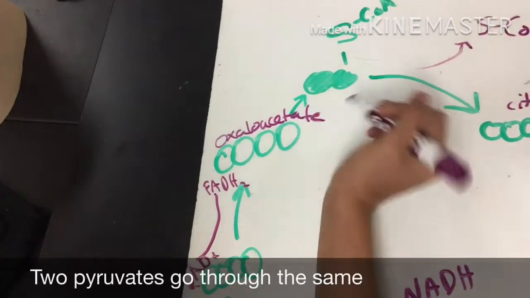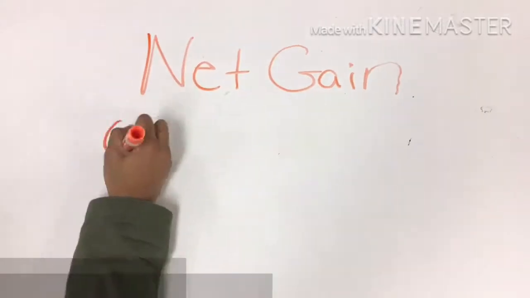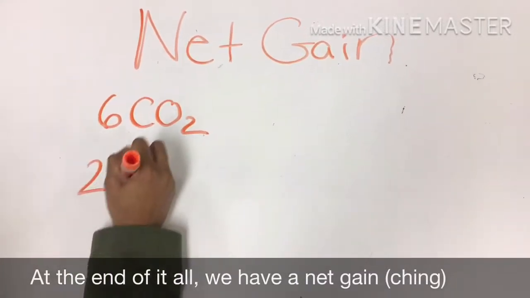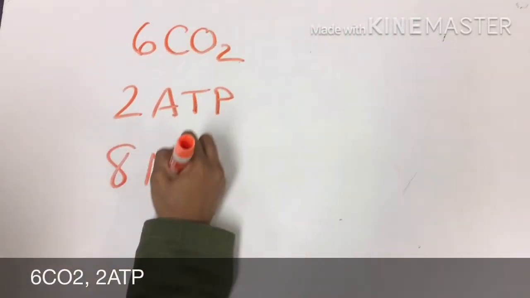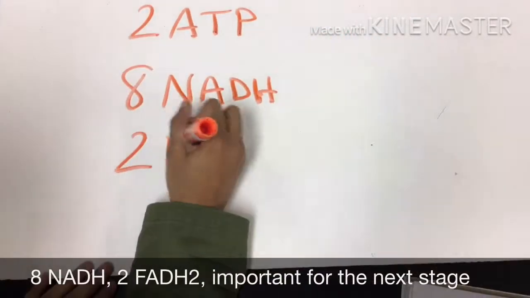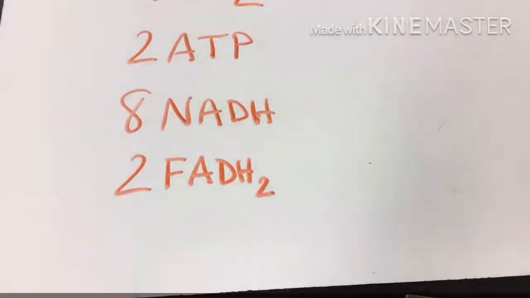2 pyruvates go through the same. At the end of it all, we have a net gain. Ching! 6 CO2, 2 ATP, 8 NADH, 2 FADH2, important for the next stage.